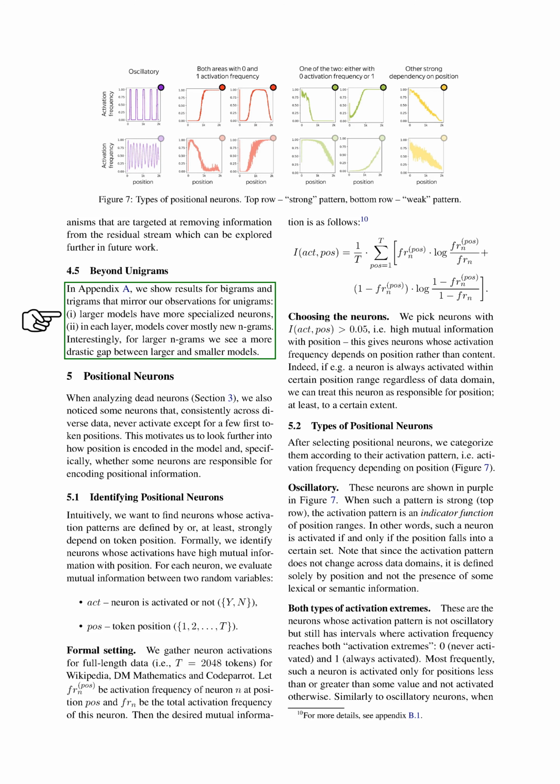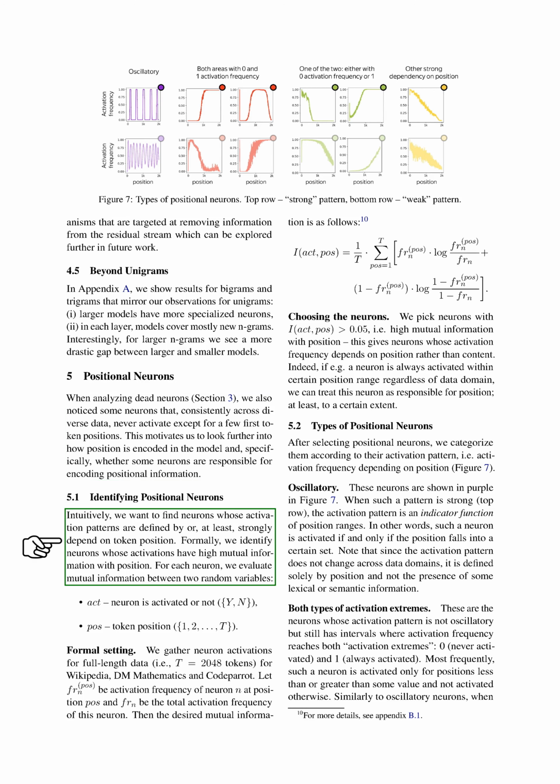Larger models have more specialized neurons, and in each layer, models cover mostly new n-grams. Interestingly, for larger n-grams, there is a more drastic gap between larger and smaller models. When analyzing dead neurons, we also noticed some neurons that only activate for a few first token positions. This led us to investigate how position is encoded in the model and whether some neurons are responsible for encoding positional information.